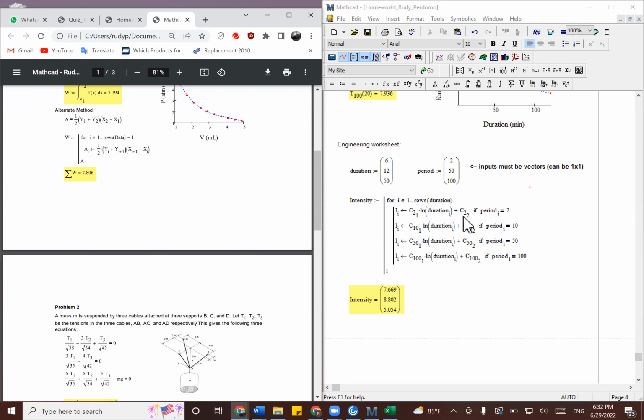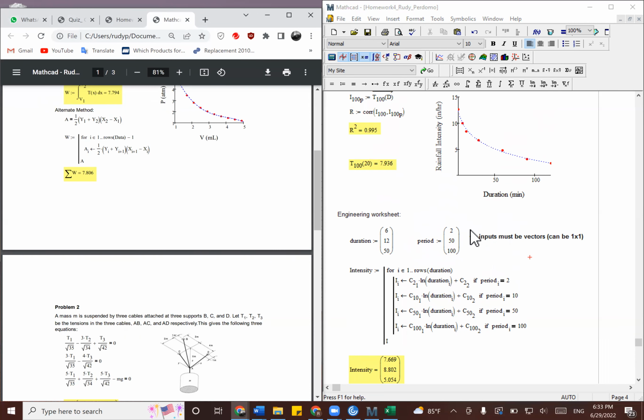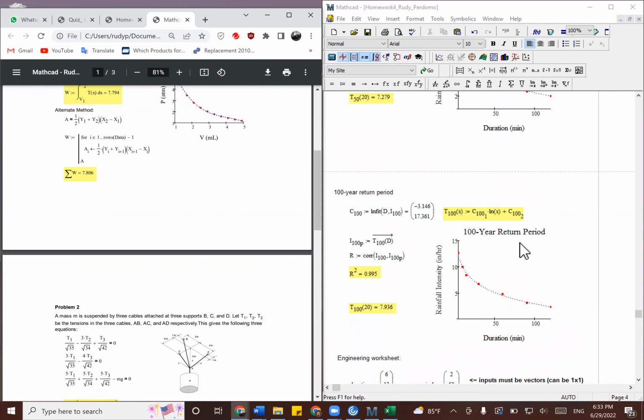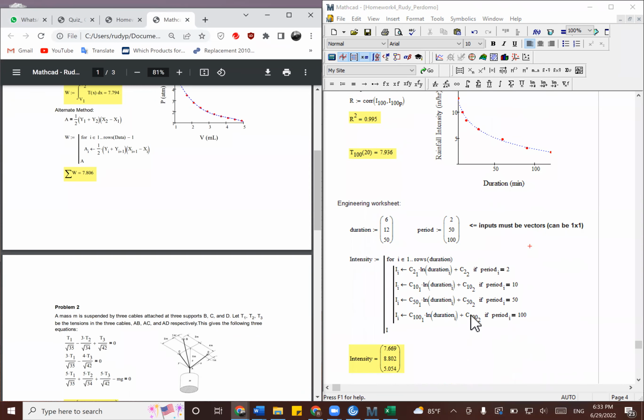Now these are the trend lines for each of the years: 2, 10, 50, and 100. So that's why I named them all differently. You see, C100, C100. So it's this, but here. And in this case, 2, 10, 50, 100. Yeah.